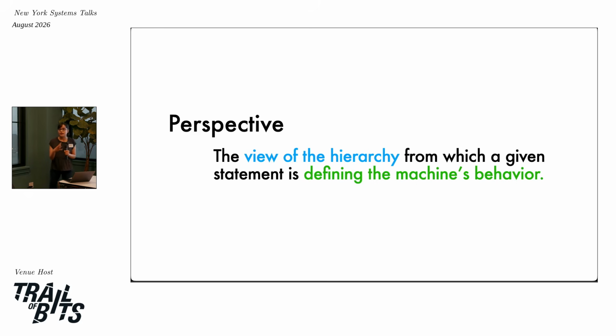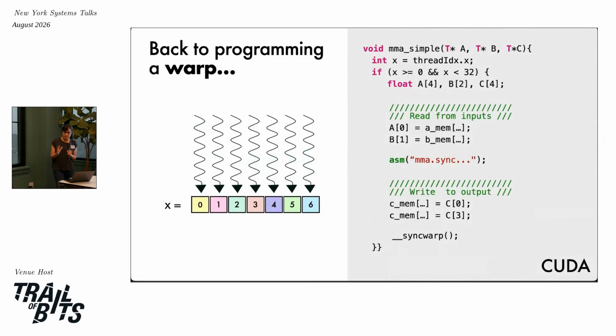And the core idea at the heart of Prism is the idea of a perspective. In essence, it is the view of the hierarchy from which any statement controls the machine. So what does this mean?